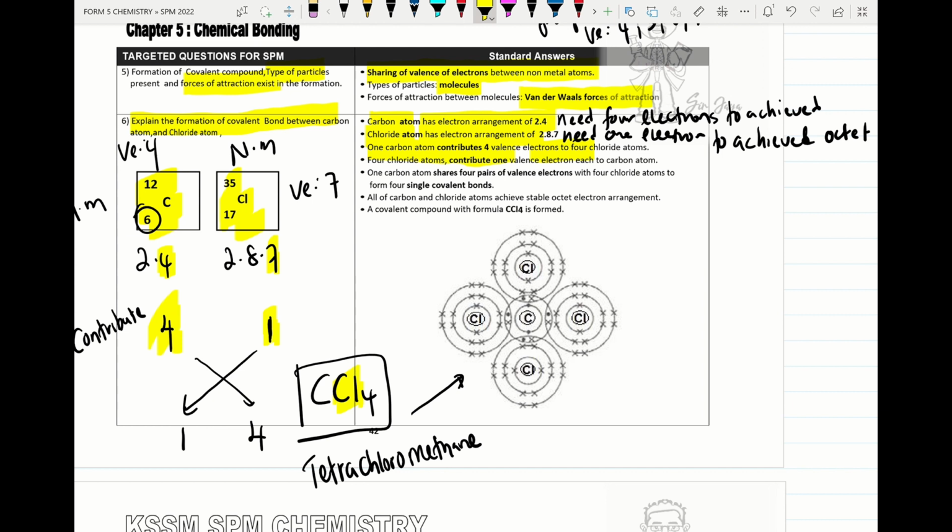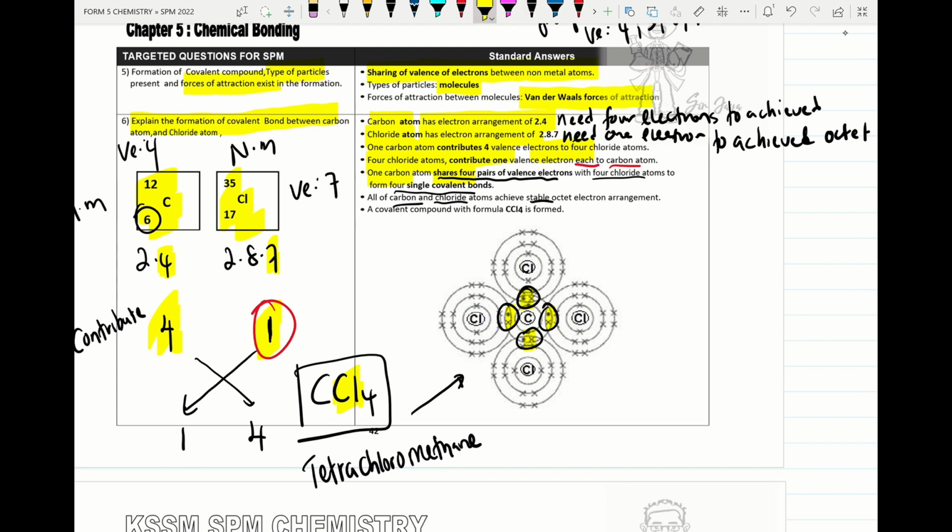All right, so next, one chlorine atom will contribute 1 valence electron each to the carbon atom. And we try to check here, they will share how many pairs of valence electrons? One carbon atom shares a pair, 2 pairs, 3 pairs, and 4 pairs of valence electrons with 4 chlorine atoms and forms 4 single covalent bonds. All right, so the carbon atom and chlorine atoms have achieved a stable octet electron arrangement.